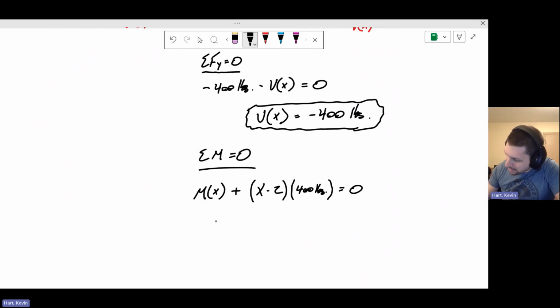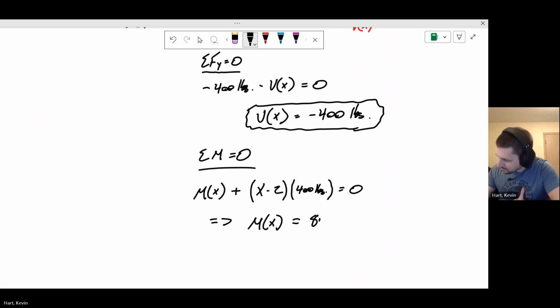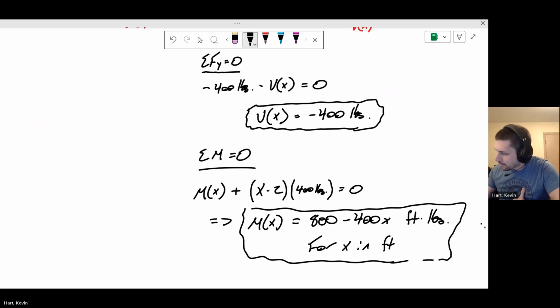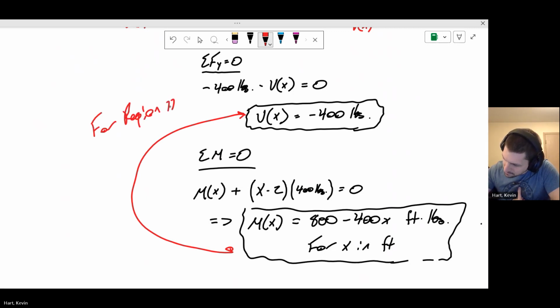Equals 0. I work my magic and figure out what the equation for my moment is. Here, x times 400 is 400x, minus 2 times 400 is 800, so we're going to have something like 800 minus 400x foot-pounds, and this is for x in feet. All right, so there's my equation for the moment in this region. And both of these, recall, are strictly for region 2, which, remember, is the domain 4 feet less than or equal to x less than or equal to 8 feet.